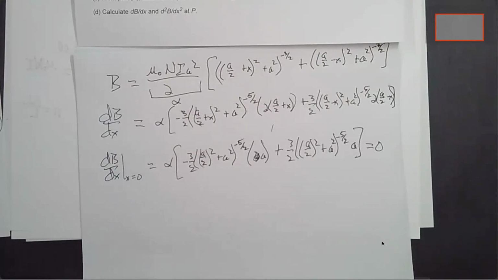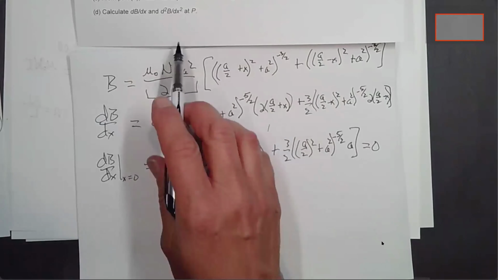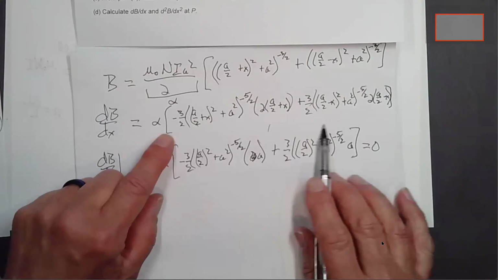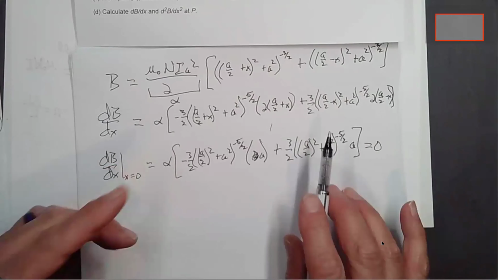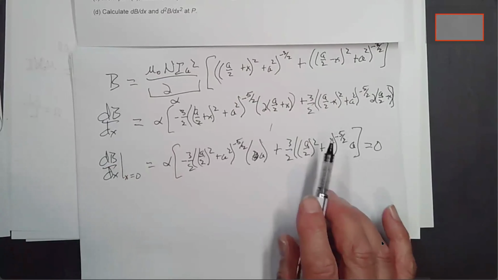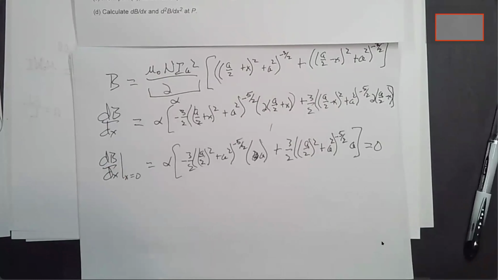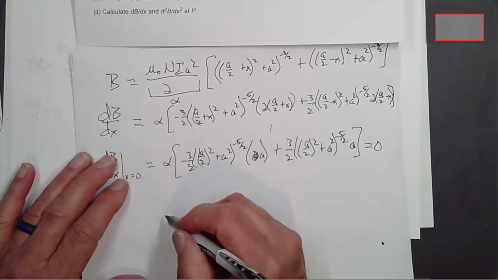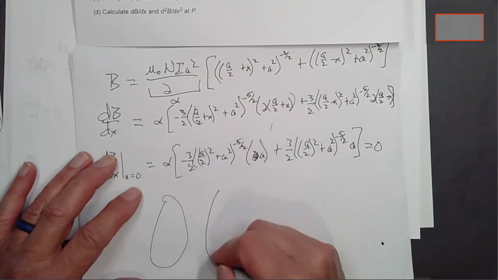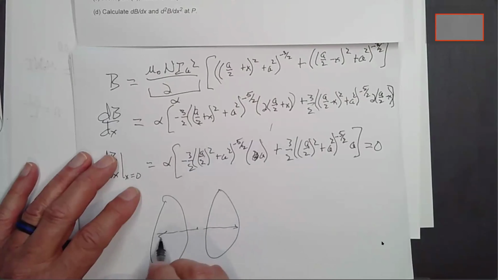Now, I'm not going to do it, but if you take a second derivative of this thing at point P, you'd probably want to straighten these things up a little bit, but it turns out the second derivative at point P is also equal to 0. And that means you have quite a stable magnetic field in the center of those two coils, at least as long as you're just moving along the axis.